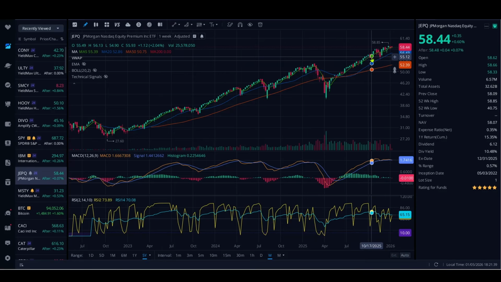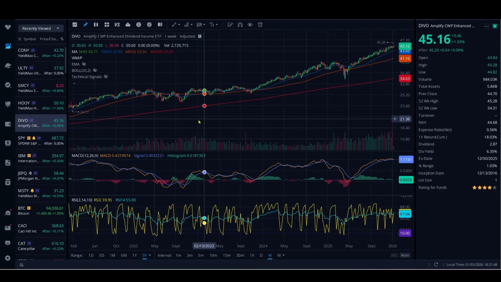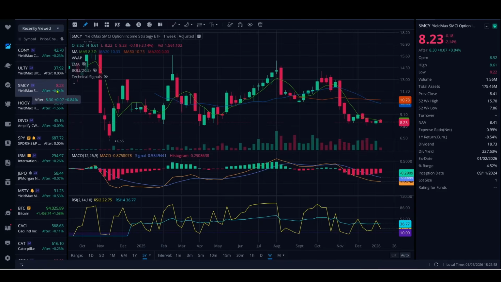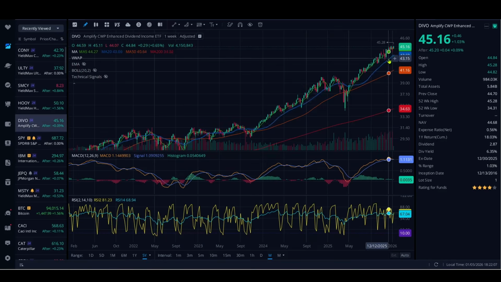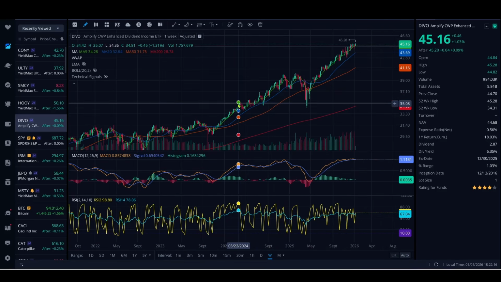And that's the reason why I'm playing JEPQ and DIVO very differently than I am playing anything like ULTY or CONY or even SMCY, right? You can see the charts very different, right? That's a very different looking chart than DIVO. So if it's going to show me that it's moving up, I'm willing to make those purchases even though it's going to raise my adjusted average.